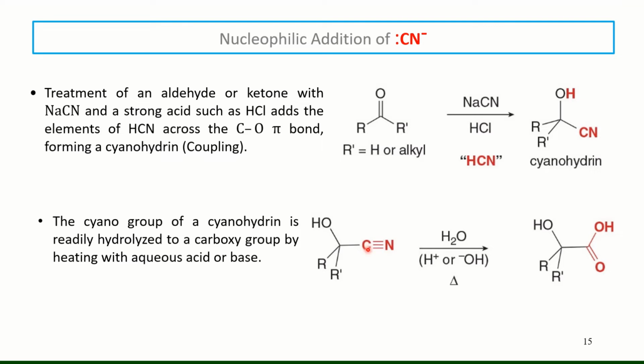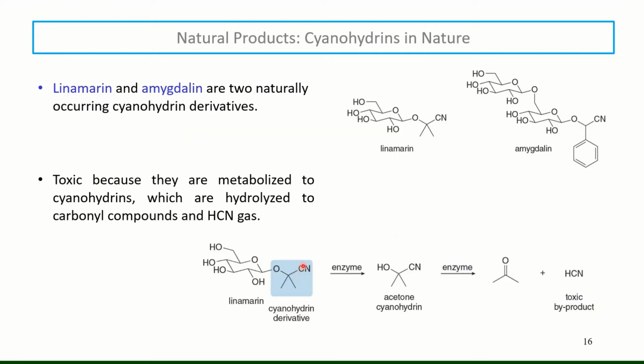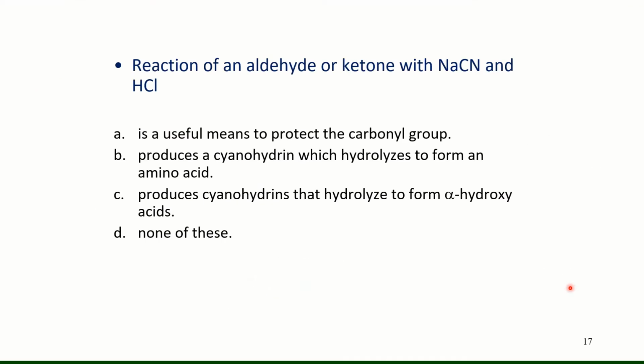Yeah, reduction to form a primary amine. Well, we'll get to that later. Here you can see there's also different cyanos in nature, so this linamarin, for example, yeah, and here, for example, some species of animal will produce this linamarin, which can then generate acetone cyanohydrin, which is a precursor to cyanide gas.